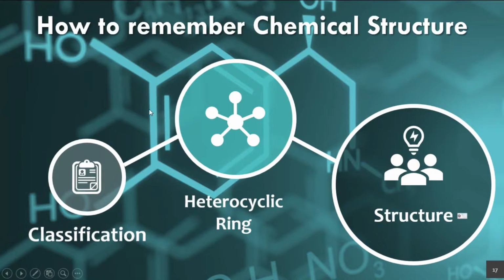So dear friends, how to remember the chemical structure of your compound? Here I will give you 3 steps for remembering the chemical structures effectively. If you follow this method or these steps, definitely you will be able to remember chemical structures very effectively and with very small effort. So the first step is the classification.